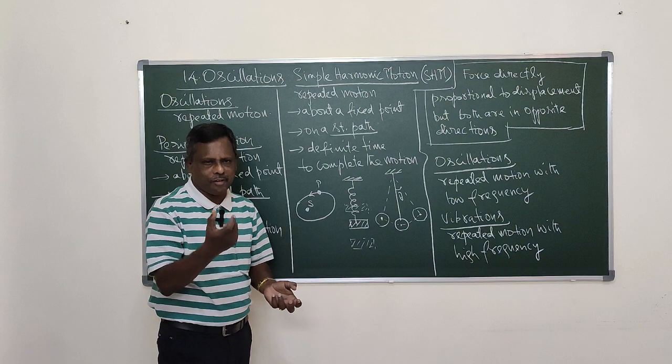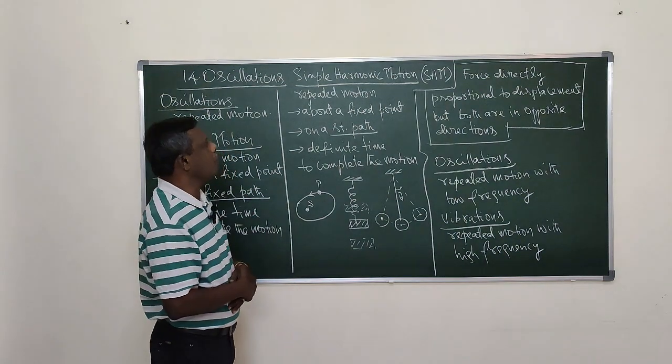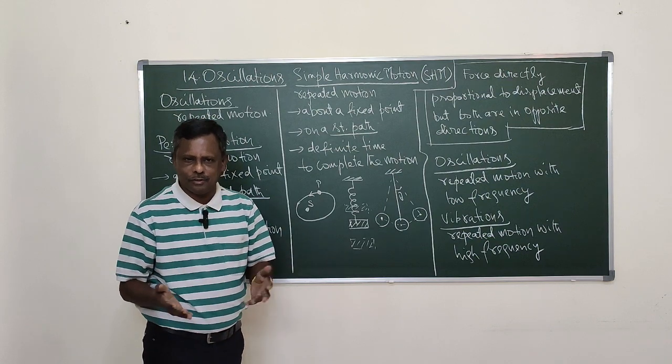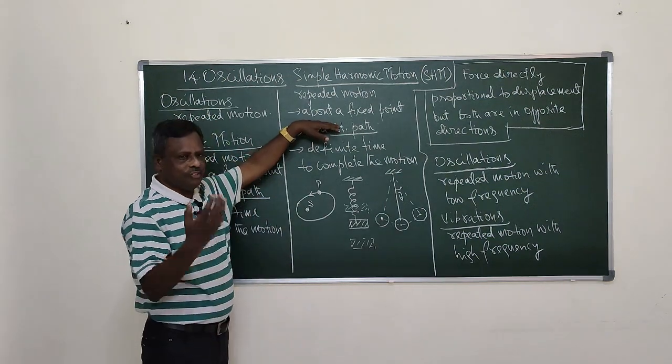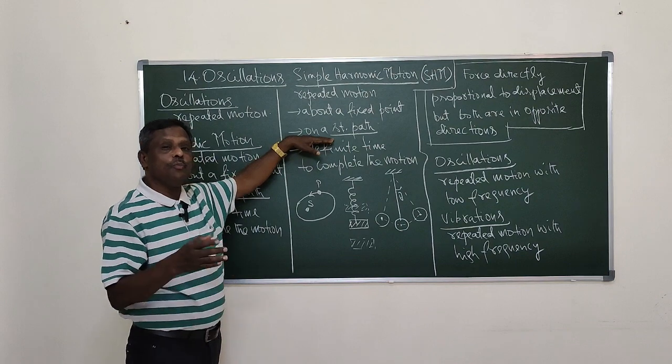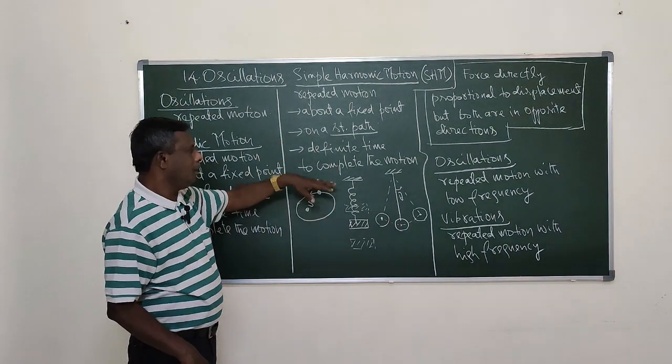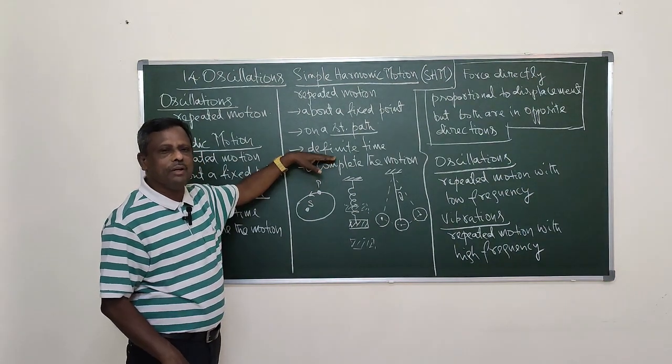Okay, so that is a short form we can use while writing simple harmonic motion. So what is simple harmonic motion? It is a repeated motion, a type of oscillation. Repeated motion about a fixed point, quite obvious. Then it should be on a straight path, the simplest path, and of course you should take a definite time to complete the motion.